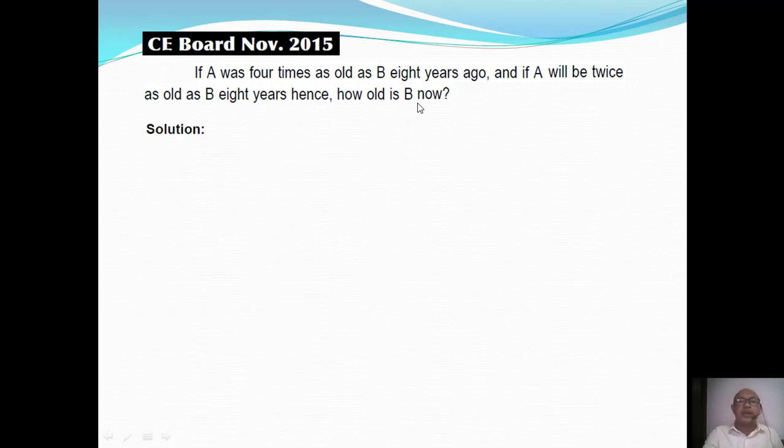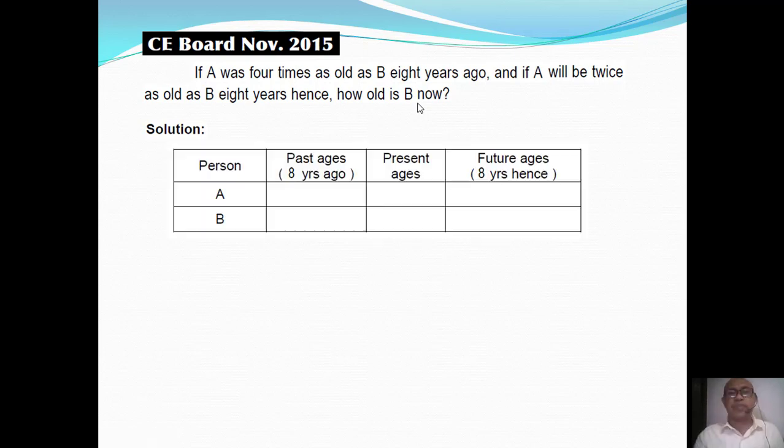Okay, so we will now represent their ages. We do not know the age of A, so I will represent it by A. And the age of B, I do not know, I will represent it by B. So 8 years ago, A was A minus 8 years old and B was B minus 8 years old. Then 8 years from now, A will be A plus 8 years old, and B will be B plus 8 years old. Then we can form the equation.